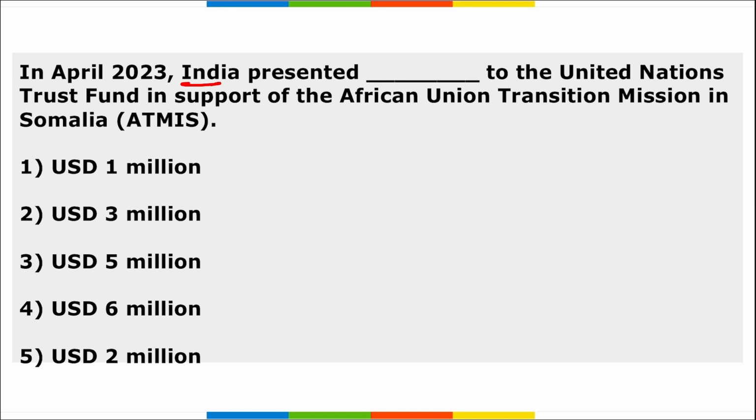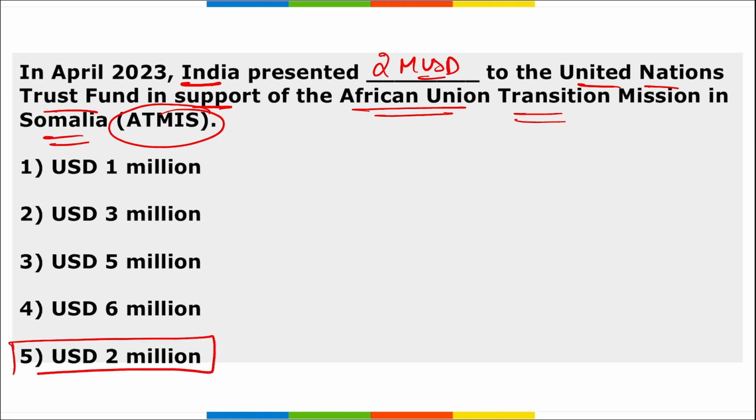Next, India presented dash to the UN Trust Fund in support of the African Union Transition Mission in Somalia. So India presented $2 million to the UN Trust Fund in support of the African Union Transition Mission in Somalia. So how much amount of money? $2 million, right? With this grant, the government of India reaffirms its dedication to promoting peace and stability in Somalia and the Horn of Africa.